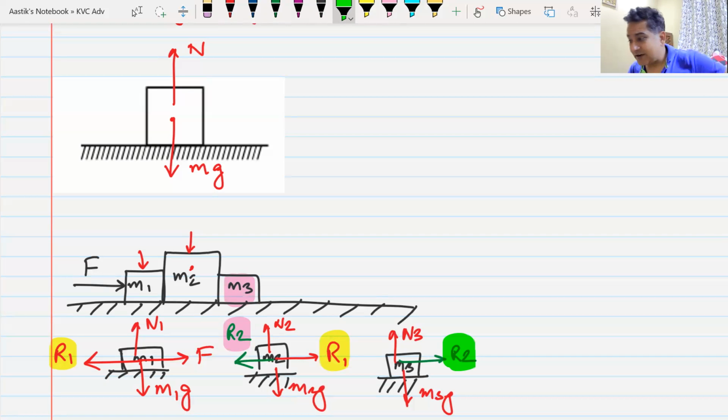So this is how you will have to draw free body diagrams for all the questions that you see. Do you have a module with you? Module of Newton's laws? We don't have, sir. Did you get any module up till now? No, sir.